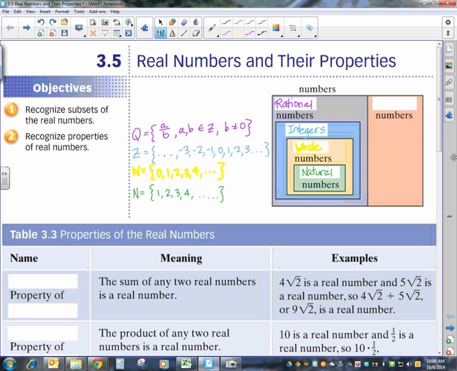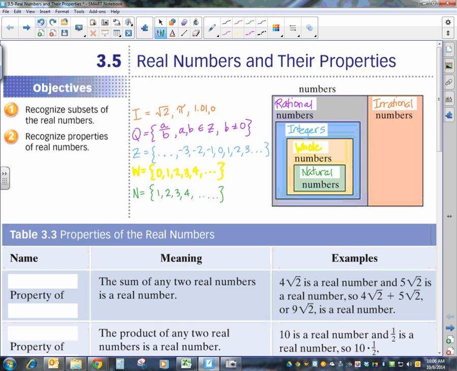Okay? Then, if they're not rational numbers, that's what we talked about yesterday, then they are irrational numbers. That is denoted by the letter I. And examples of irrational numbers are any of those square roots that weren't perfect squares. The number pi. We talked about decimals that have a pattern.